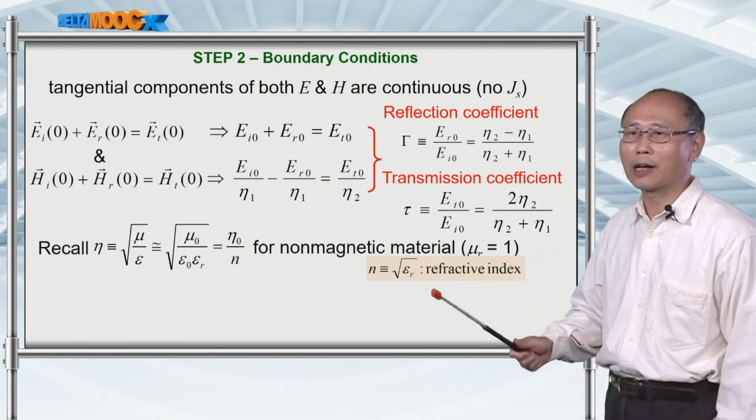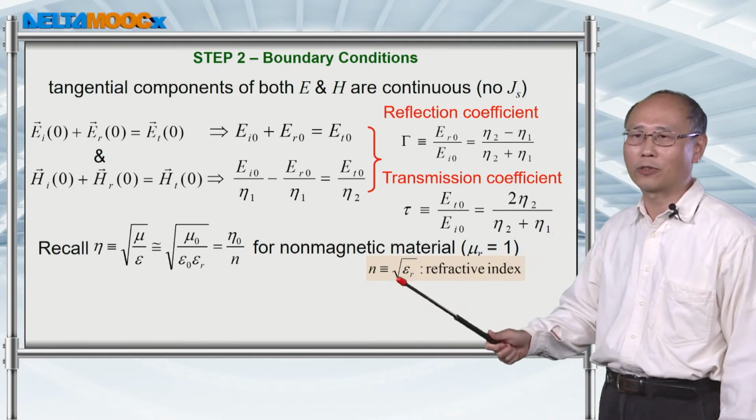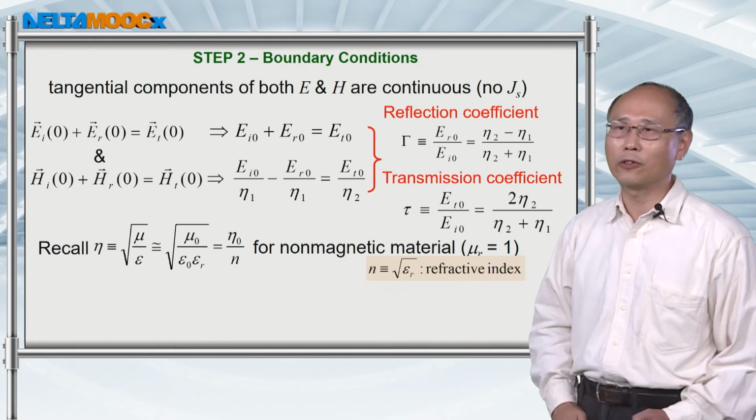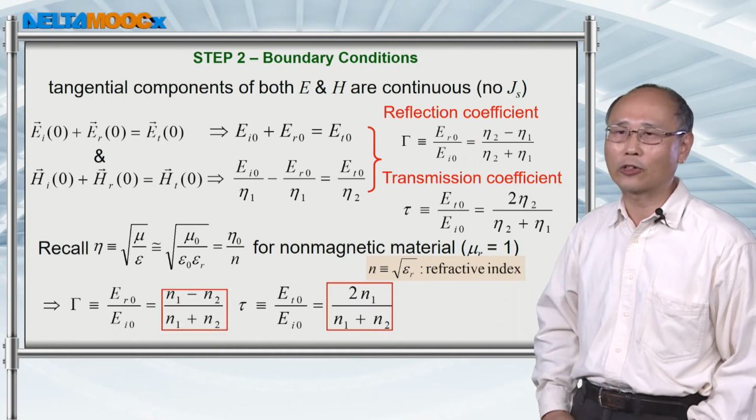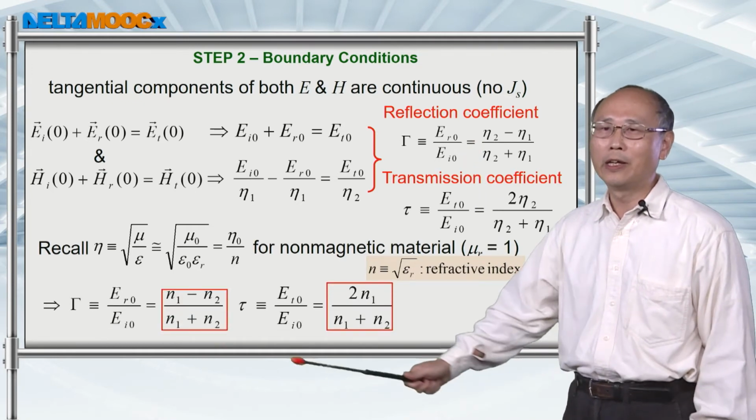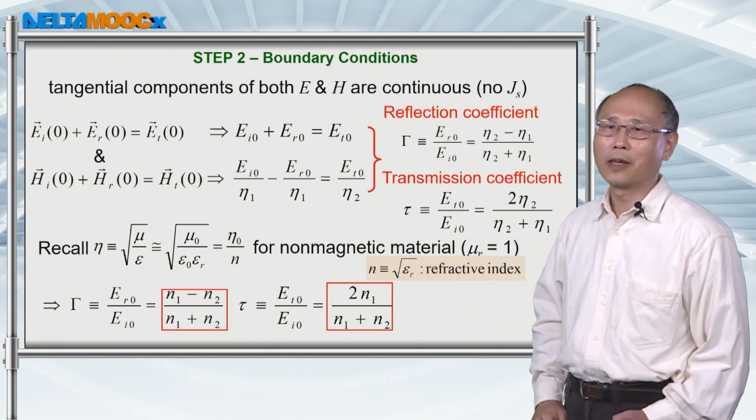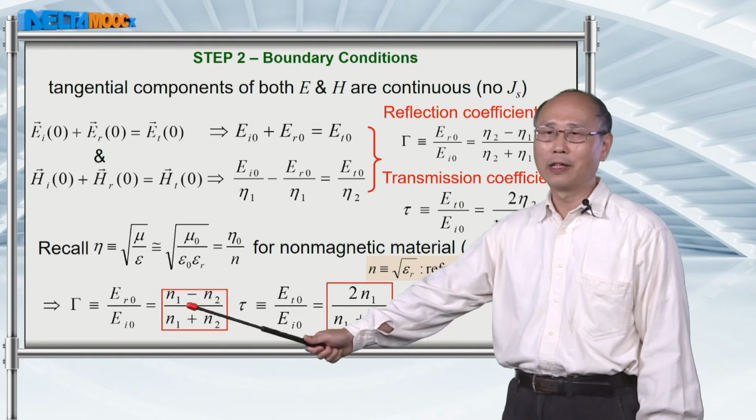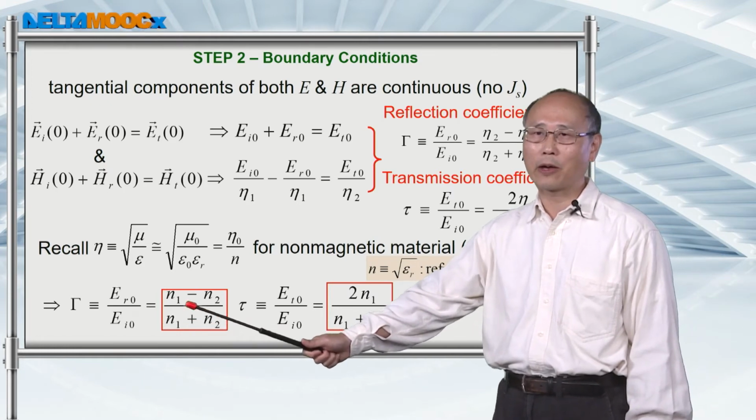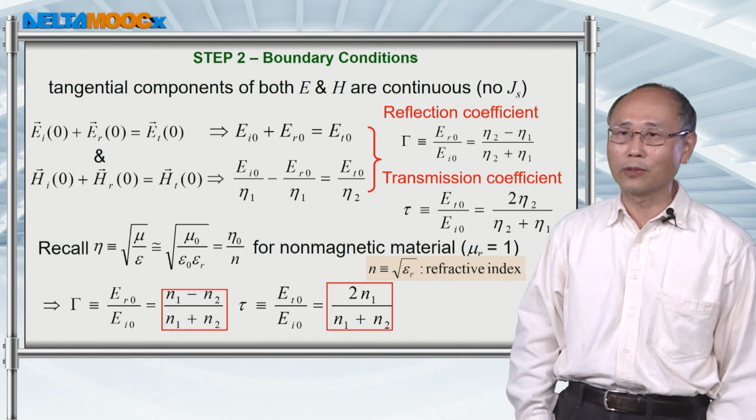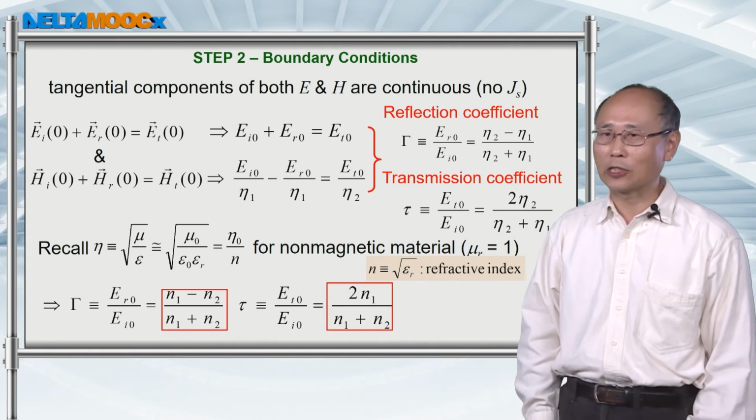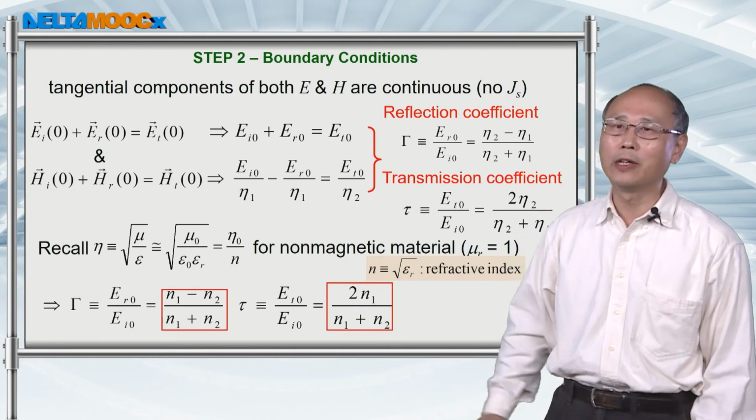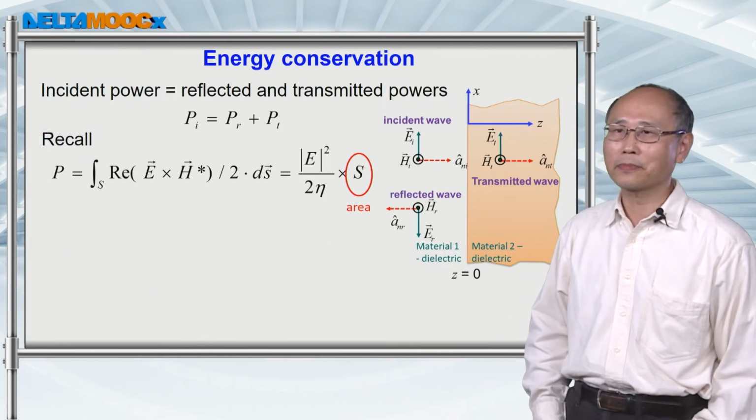And the definition for the refractive index is equal to the square root of this epsilon r. So given this expression, you can further convert your reflection coefficient and transmission coefficient into these two forms. For example, if you want to have zero reflection, then this expression tells you that N1 has to be equal to N2, and the boundary just disappears. So it's reasonable that if you don't have any dielectric boundary, you don't have any reflection.